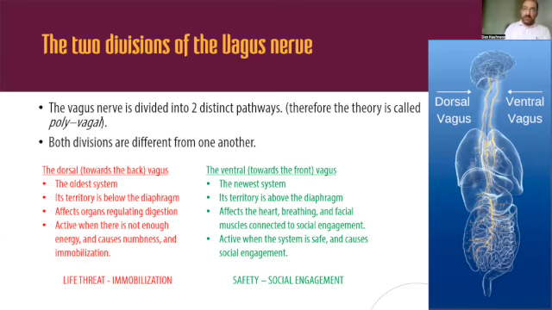The other component of the autonomic system, the ventral vagus, is the newest system, 200 million years ago. Its territory is above the diaphragm. It affects the heart and the breathing.